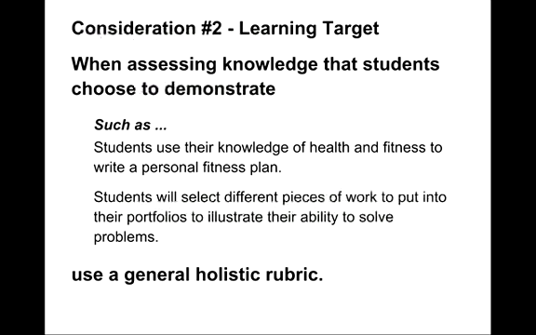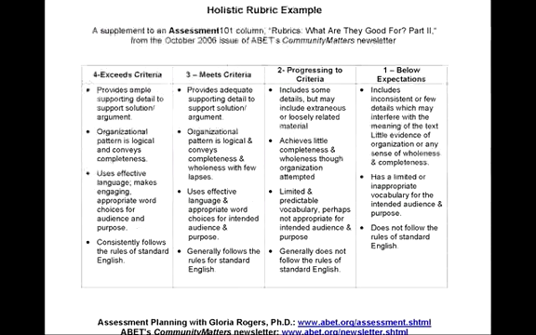When we're assessing knowledge that students choose to demonstrate, such as a portfolio assessment where students select different pieces of work to illustrate their ability to solve problems, we would want to use a general holistic rubric. Here's an example of that. We have our 4 levels across the top, and then we have a description generally of what that looks like at those different levels.